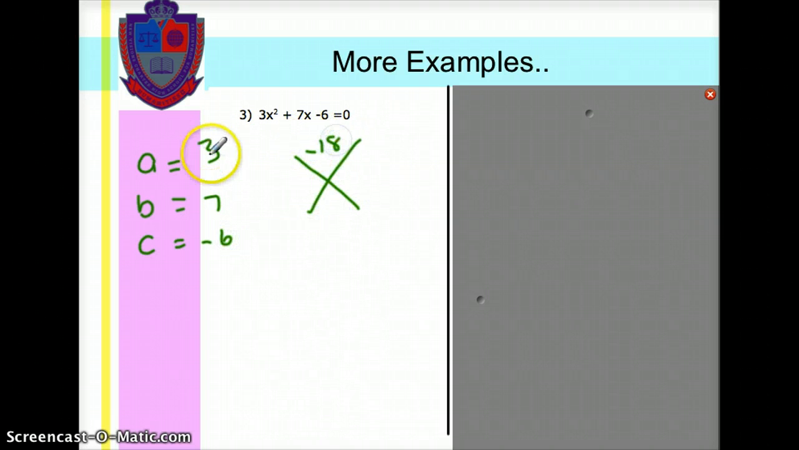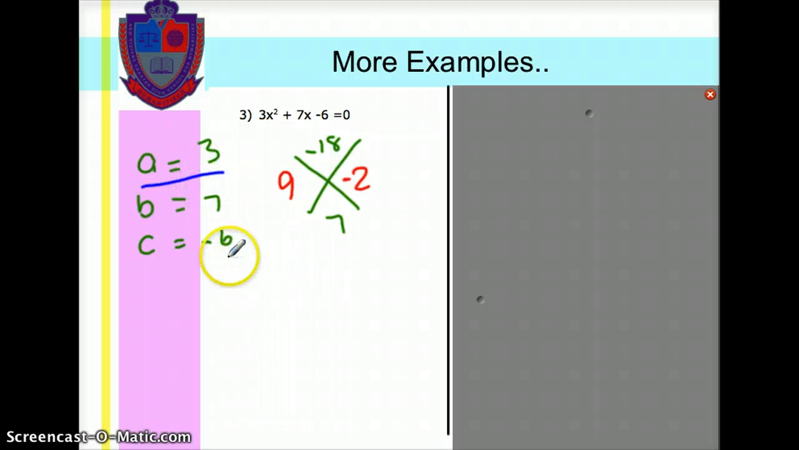-18 on top, 3 times -6, and 7 at the bottom. So 9 times 2 is 18, and I need one to be a negative. Good. 9 times -2 is -18. 9 plus that -2 will give me positive 7. Remember, these are special because a is greater than 1.